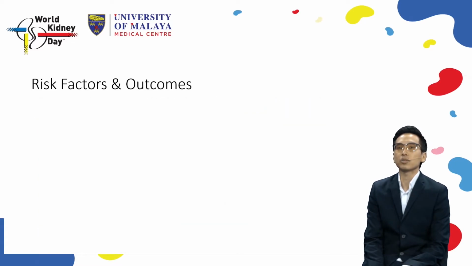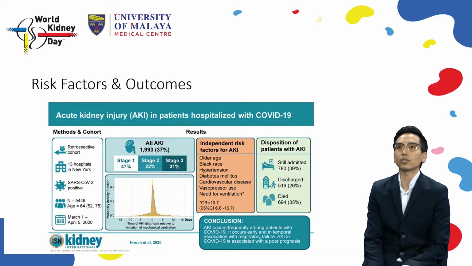As for the study which was done in New York, the authors concluded that the risk of kidney injury was higher in those who are elderly, those who were black, those who had comorbidities such as hypertension, cardiovascular disease, diabetes, and those with chronic kidney disease, and those who had more severe COVID-19.